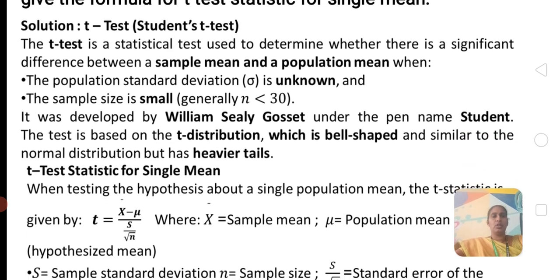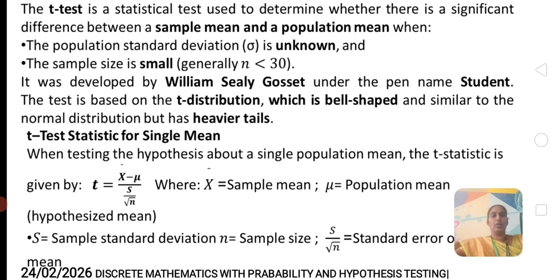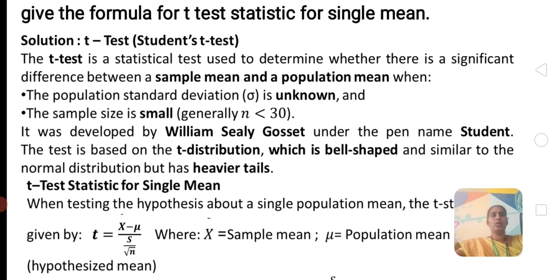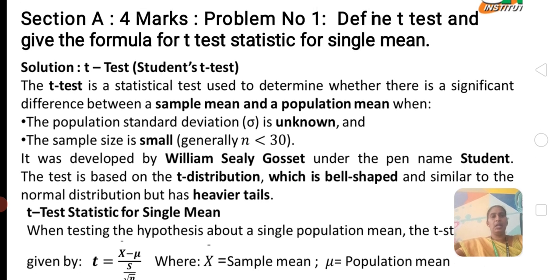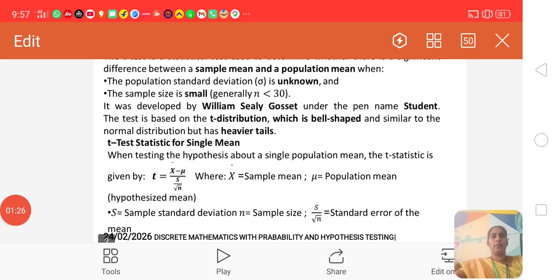The t distribution formula is t equal to x bar minus mu divided by s by root n, where s is the sample standard deviation, n is the sample size, and s by root n is the standard error. These are the basic concepts of the t-test, and if you want to remember, for the t-test we apply the t formula x bar minus mu by s by root n.